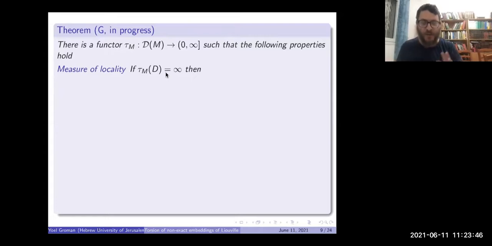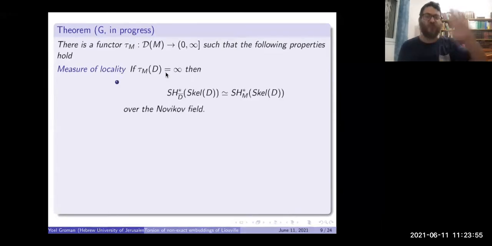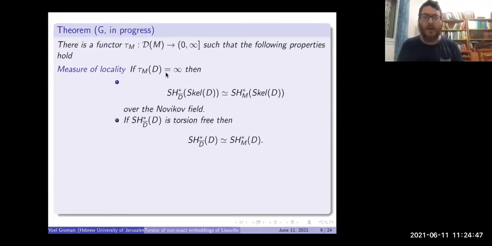So the first property is that it measures the degree to which the embedding satisfies locality in the following sense. If this thing is infinite, I'm not saying anything about what happens when it's finite, but if it's infinite, then the thing we can state in full generality is that if we consider relative symplectic cohomology of the skeleton, recall I said you can define relative symplectic cohomology for arbitrary compact sets, so if you restrict attention to the skeleton itself, then there is an isomorphism. If you do symplectic cohomology over the Novikov field, you get a non-canonical isomorphism. It's important to say that it's non-canonical. A more precise statement would be that there is a canonical grading such that the associated gradeds are canonically isomorphic, and it lifts to an isomorphism.